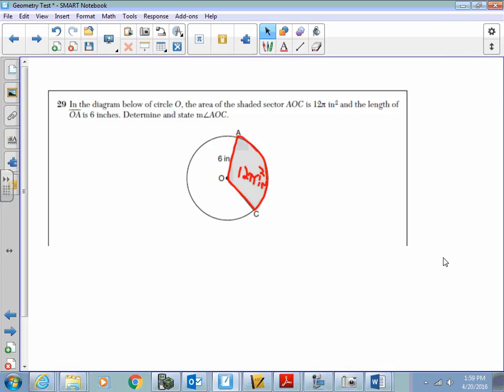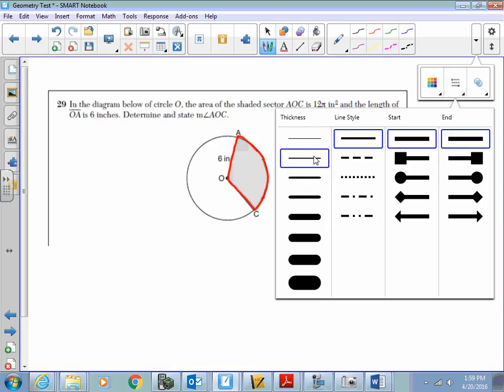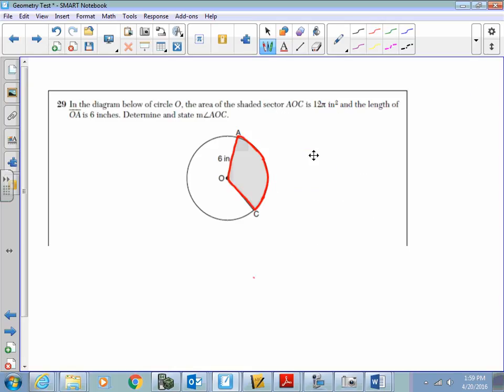Let me erase it. And this marker here. All right, so this area. Let's see, the length of OA is 6, and OA represents our radius. So our radius of this circle is equal to 6. We want to determine and state angle AOC, which is going to be this angle right here.